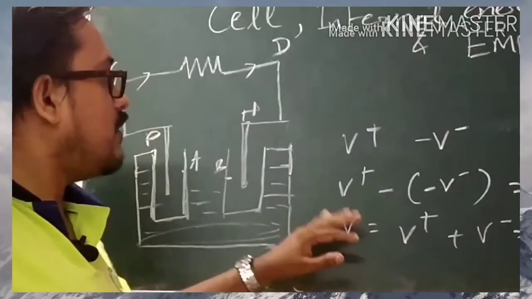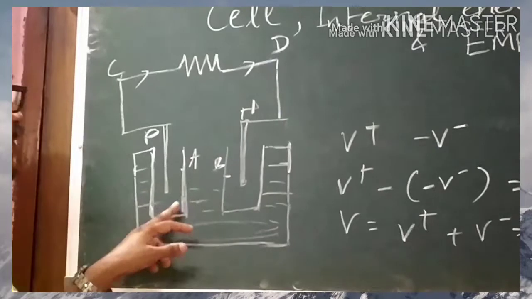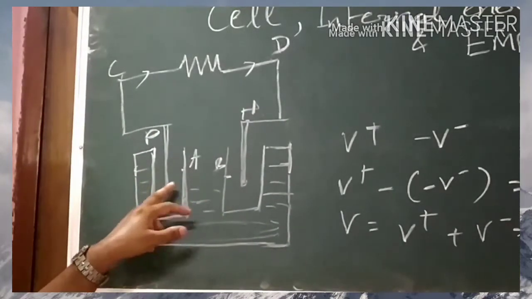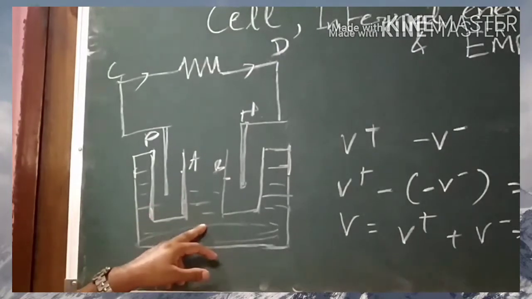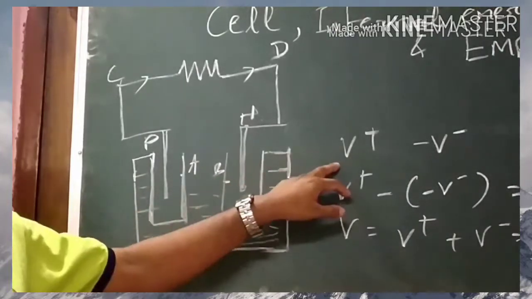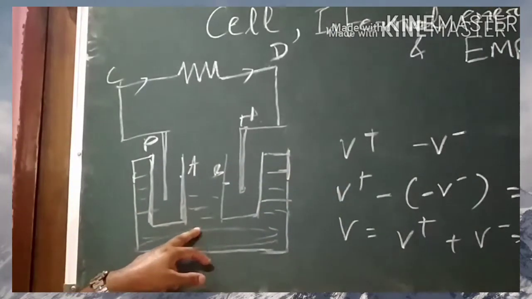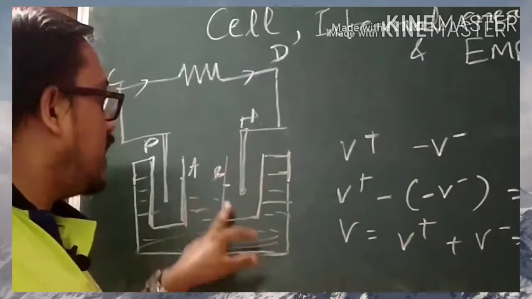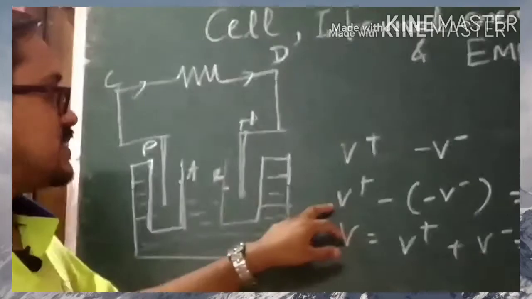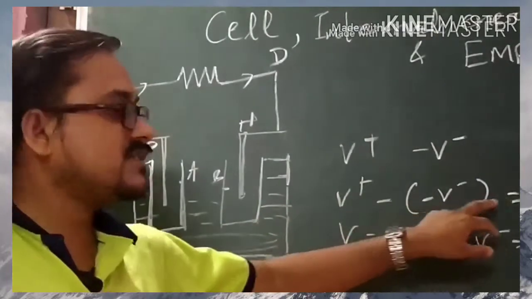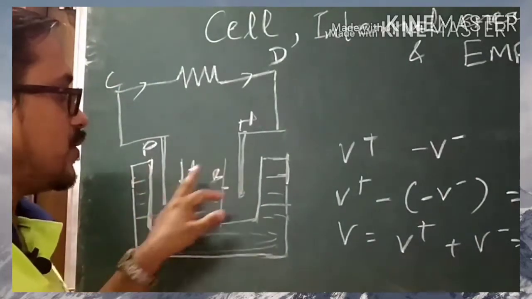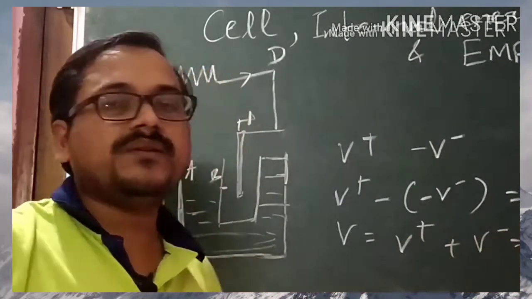Now again repeating the same thing. As we know, the electrolytic cell mainly consists of electrodes dipped into the electrolytic solution. The potential of the positive electrode is V plus with respect to the electrolytic solution, and for the negative electrode it is minus V minus. Now V plus minus of minus V minus is called the potential difference between the two electrodes, which we can say is the electromotive force.